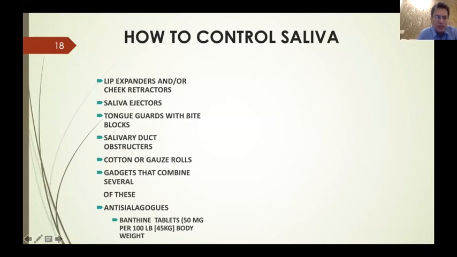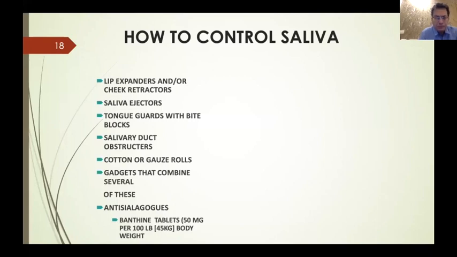But what does literature say? Literature says that antisialogogues make no difference. In fact, a systematic review published in the year 2010 by Anne-Marie Cooper-Jackman and group says that whether an antisialogogue is used or not used, your bond failure rate remains the same.